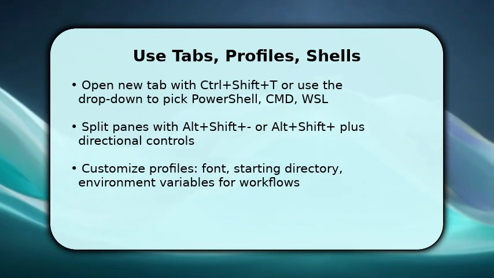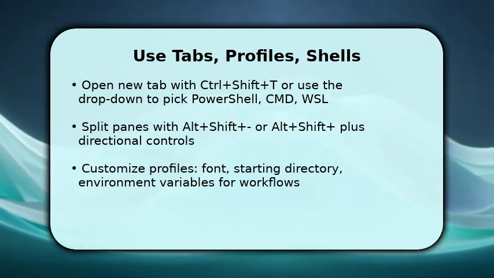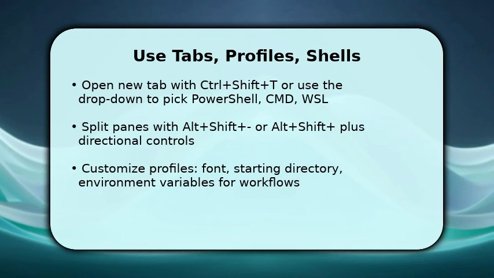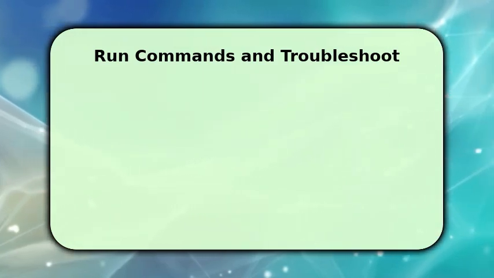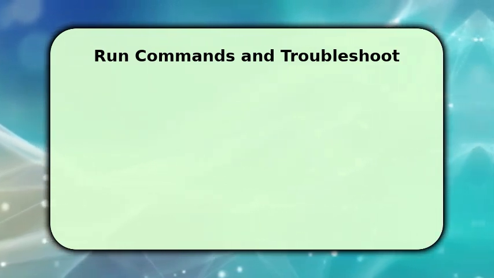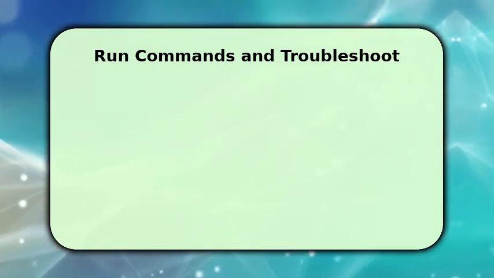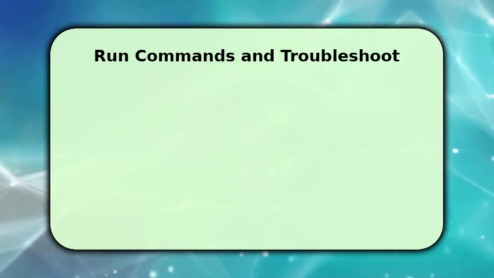Execute the commands you need and capture results. Use tab completion and the up arrow to reuse commands faster. Copy and paste with Ctrl plus Shift plus C and Ctrl plus Shift plus V. Redirect output with > filename or use tee to both view and save results. Check exit codes. Use echo %errorlevel% in CMD or $? in PowerShell to verify success.